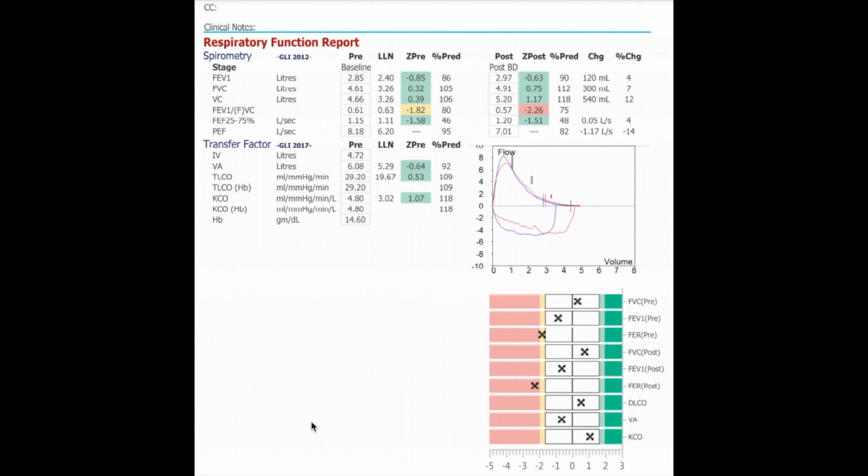Based on his good lung function and good performance status, it was decided that surgical resection of the lesion was most appropriate.